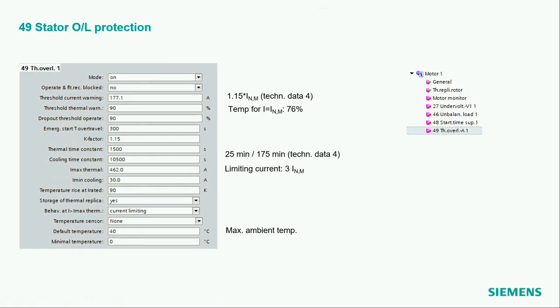Then we use not the starting current, but a threshold which is under the starting current. So we have a kind of balancing out of the temperature rise, because I want somehow to get the temperature part of this starting current, but I don't want to have it too much. So it's kind of a compromise here. And this default temperature, again, is the maximum ambient temperature I expect. So depending on your situation, you can leave this at 40 degrees. If it's hotter, then you set here the other temperature in degrees Celsius or Fahrenheit.